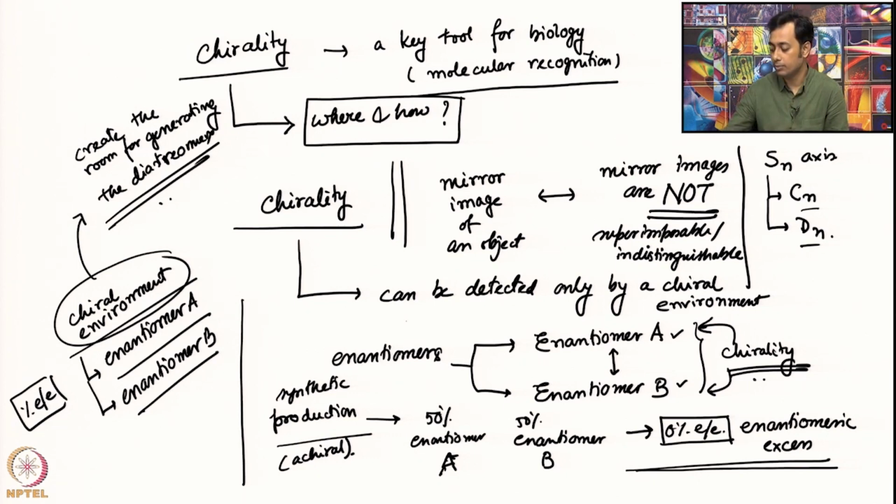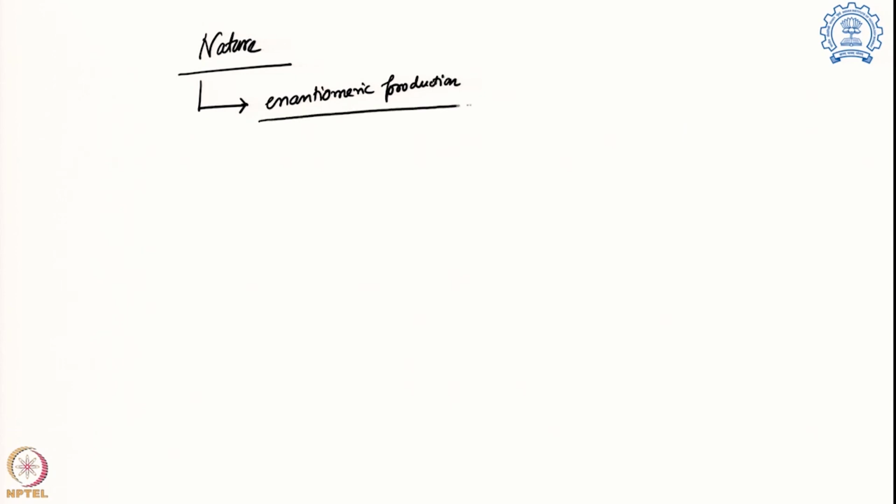So, if that is coming into the picture, and now if I look back to the environment, or I should say nature, you will see there is a huge amount of enantiomeric production. Now, the question is how nature is doing enantiomeric production, and we found that most of the time they have exclusively one isomer, or I should say one enantiomer, preferred.